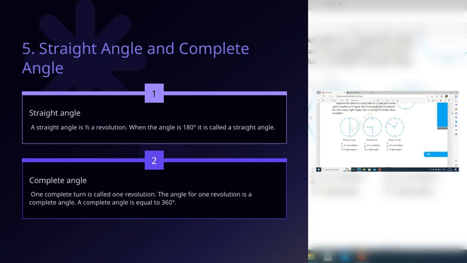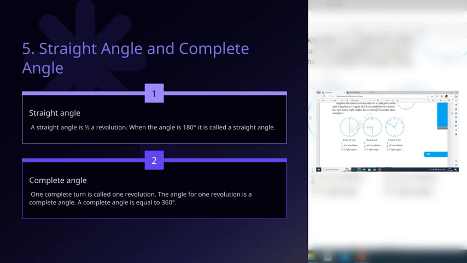Moving on to complete angles, these are all about full turns. One complete turn, or one full revolution, is what we call a complete angle. Think of it as spinning around in a circle once. And the key point here is that a complete angle measures 360 degrees, which is a full circle.